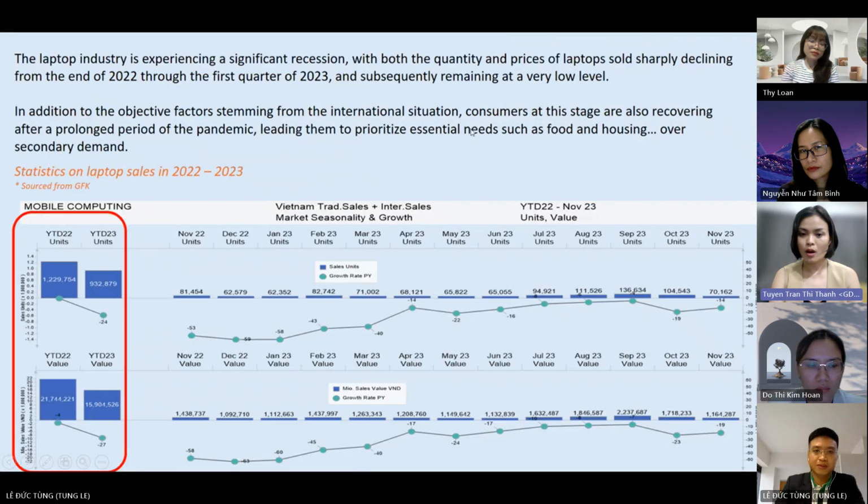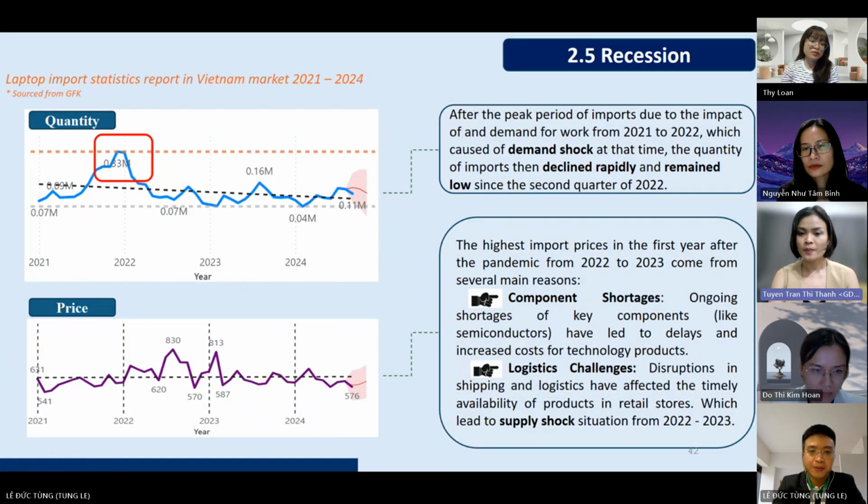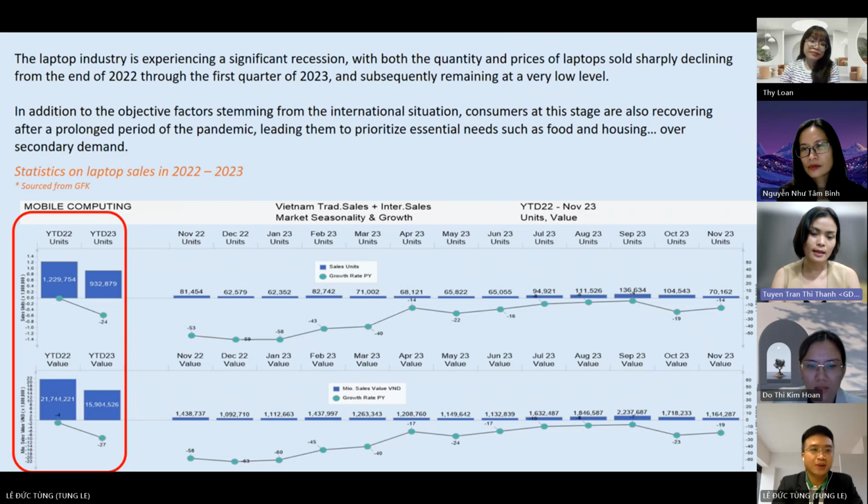And another obvious reason is logistic challenges. Disruptions in shipping and logistics have affected the timely availability of the product in the resale store, which led to a supply shock situation from 2022 to 2023. And in the next slide, we can see a similar situation in terms of price.